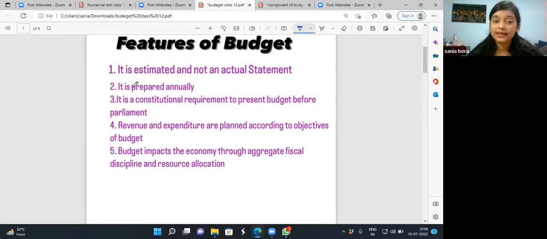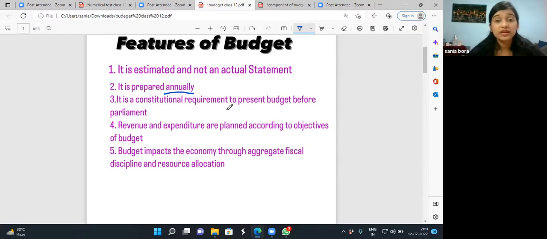Second, it is prepared annually. You don't prepare a budget on a monthly or weekly basis. You prepare it on an annual, yearly basis. Next, it is a constitutional requirement to present the budget before parliament. Every country runs through a constitution, so it is compulsory for the government to present the budget in front of parliament.